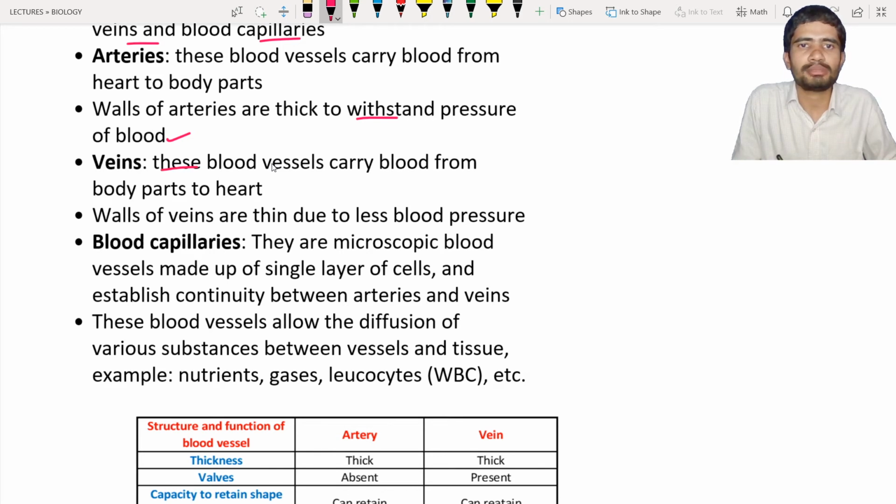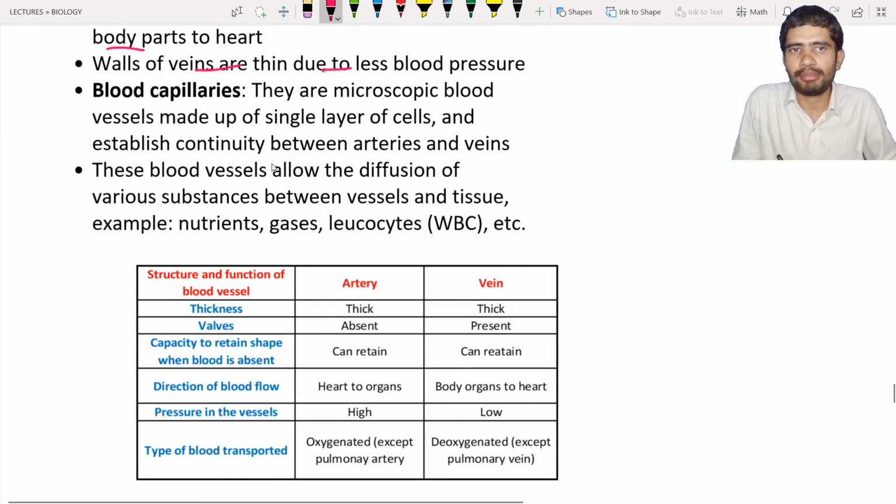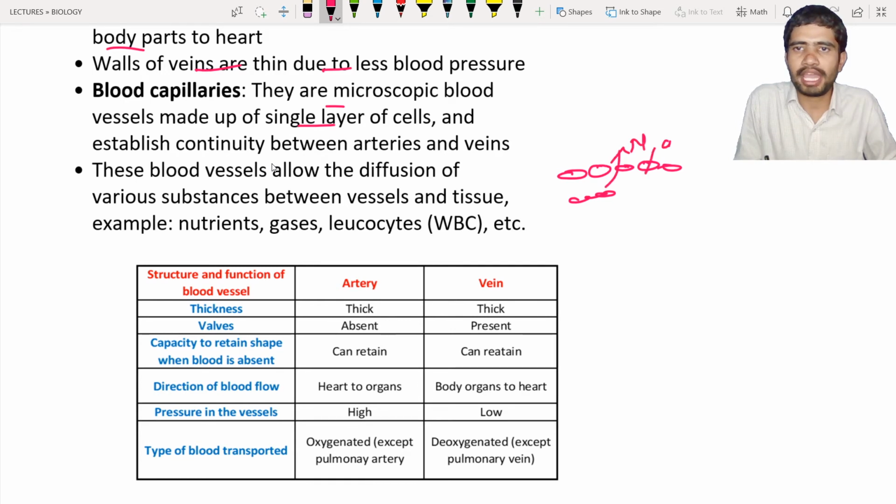Next, the veins. These blood vessels carry blood from the body parts to the heart. They do not have thicker walls; they have thinner walls due to the lower blood pressure in them. And blood capillaries are microscopic blood vessels made up of a single layer of cells. Why are they made up of a single layer of cells? Because to exchange nutrients, gases, and also waste with the tissue, they are one cell thick.